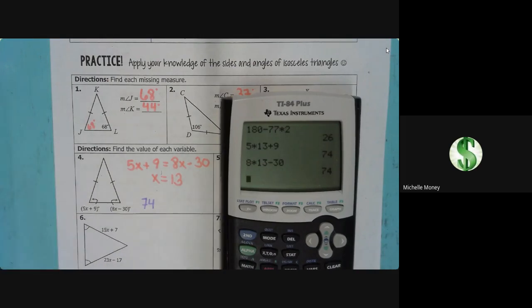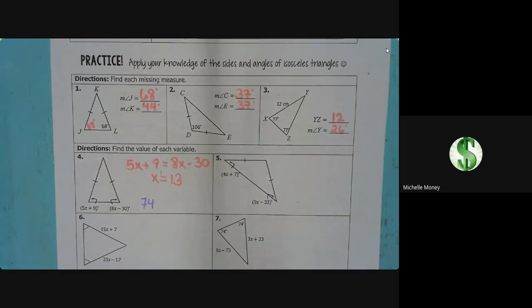So you can always check on a test. I suggest you guys take the time to check it, but on a worksheet, you'll probably know if you're right or wrong.